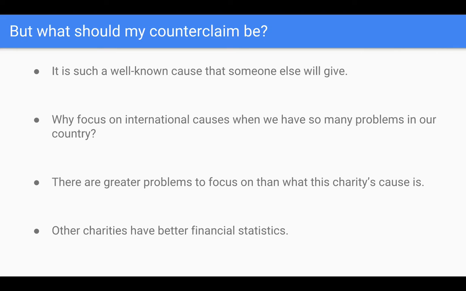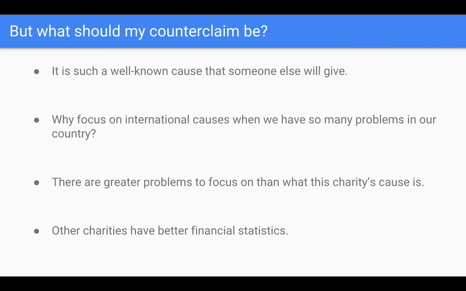So the first bullet point says, one possible counterclaim is that it's already such a well-known cause, somebody else will probably give. And I think that really is what people think. Like, I'm not going to give to the Susan G. Komen breast cancer charity because everybody gives to that. My money should go somewhere else where nobody else gives. If you want to use that, make sure you can argue against it. You need to actually find research that will support your refutation.